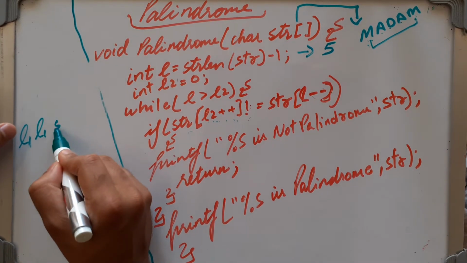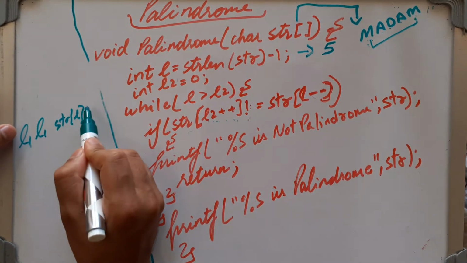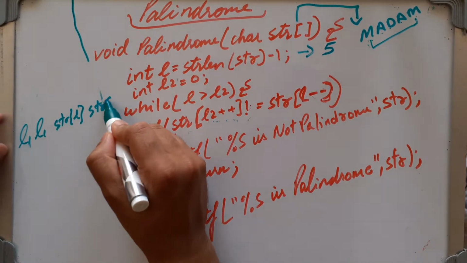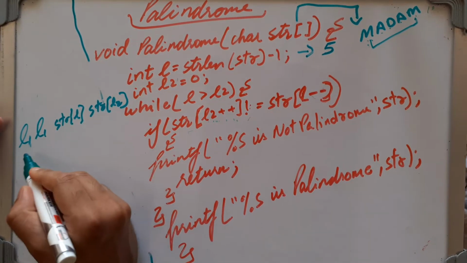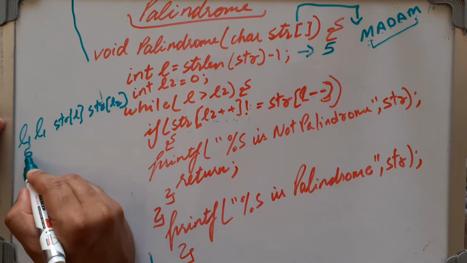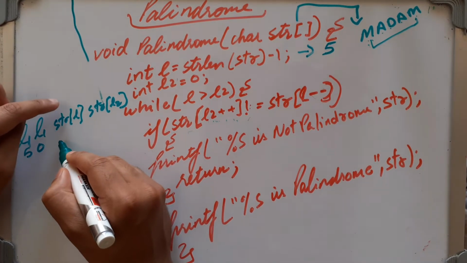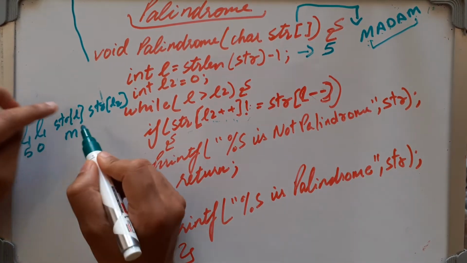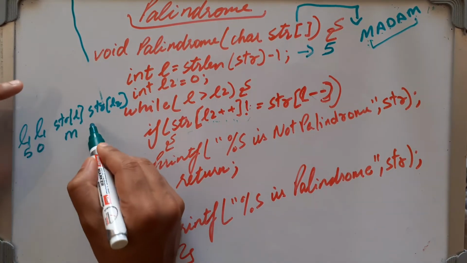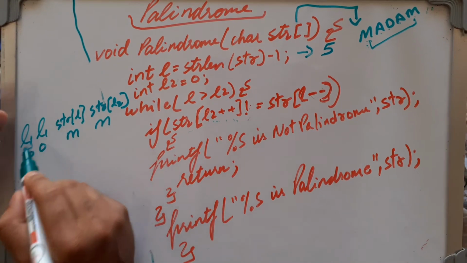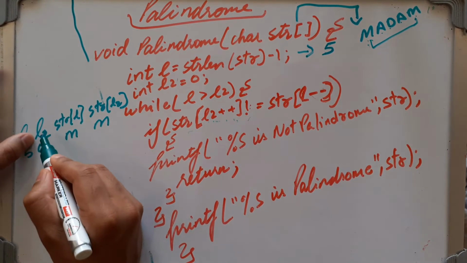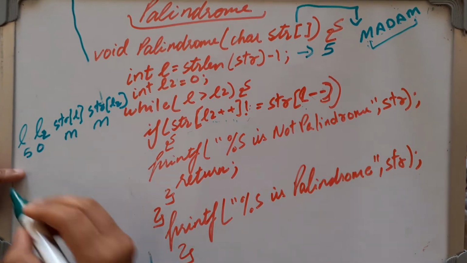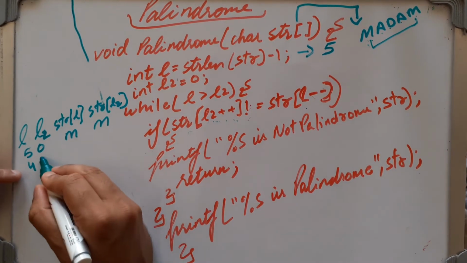L1 and strl and then strl2. Okay, L is 5, str is 0, and on strl L there is m and strl2 there is also m. Okay, like L and L2 on 5. Now it's L2 minus minus, now it's 4, and L2 plus plus, now it's 1.